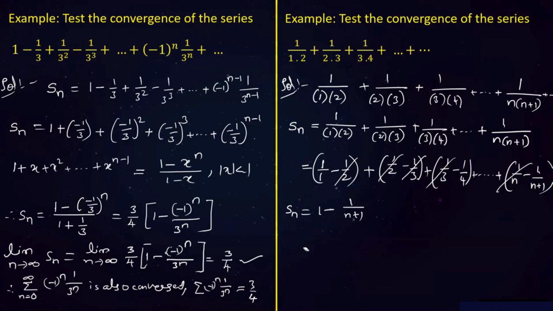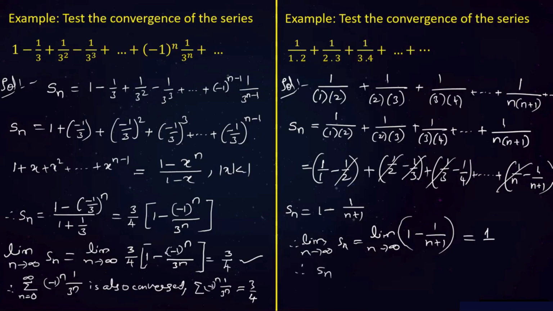Now let me take the limit n tends to infinity of this nth term, or this sequence. So limit n tends to infinity Sn is equal to limit n tends to infinity 1 minus 1 by n plus 1. If n tends to infinity, as we know, n plus 1 approaches infinity, and therefore 1 by n plus 1 approaches 0, and therefore we'll get the limit as 1. When the limit is a finite value, you can say Sn converges to L. I mean the sequence of partial sums converges to this number 1.